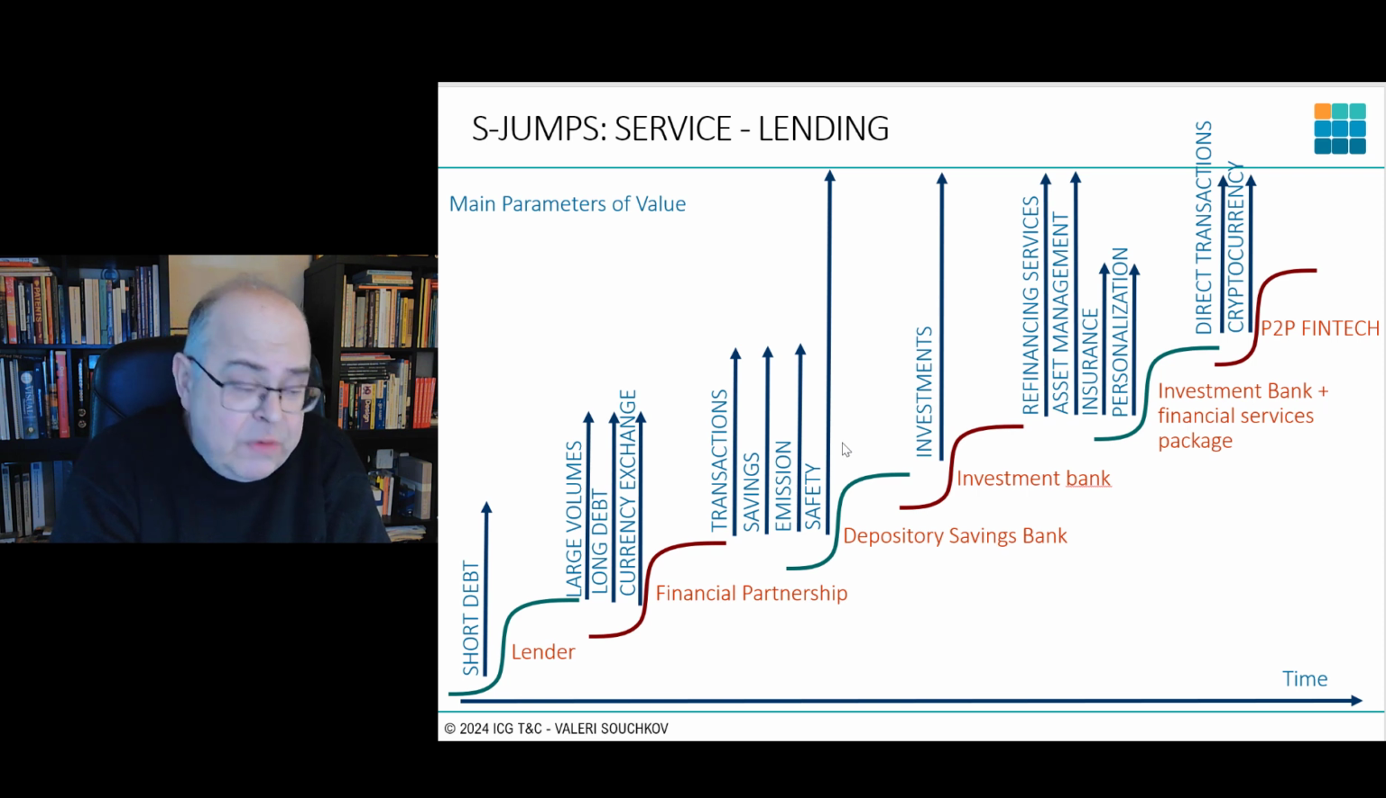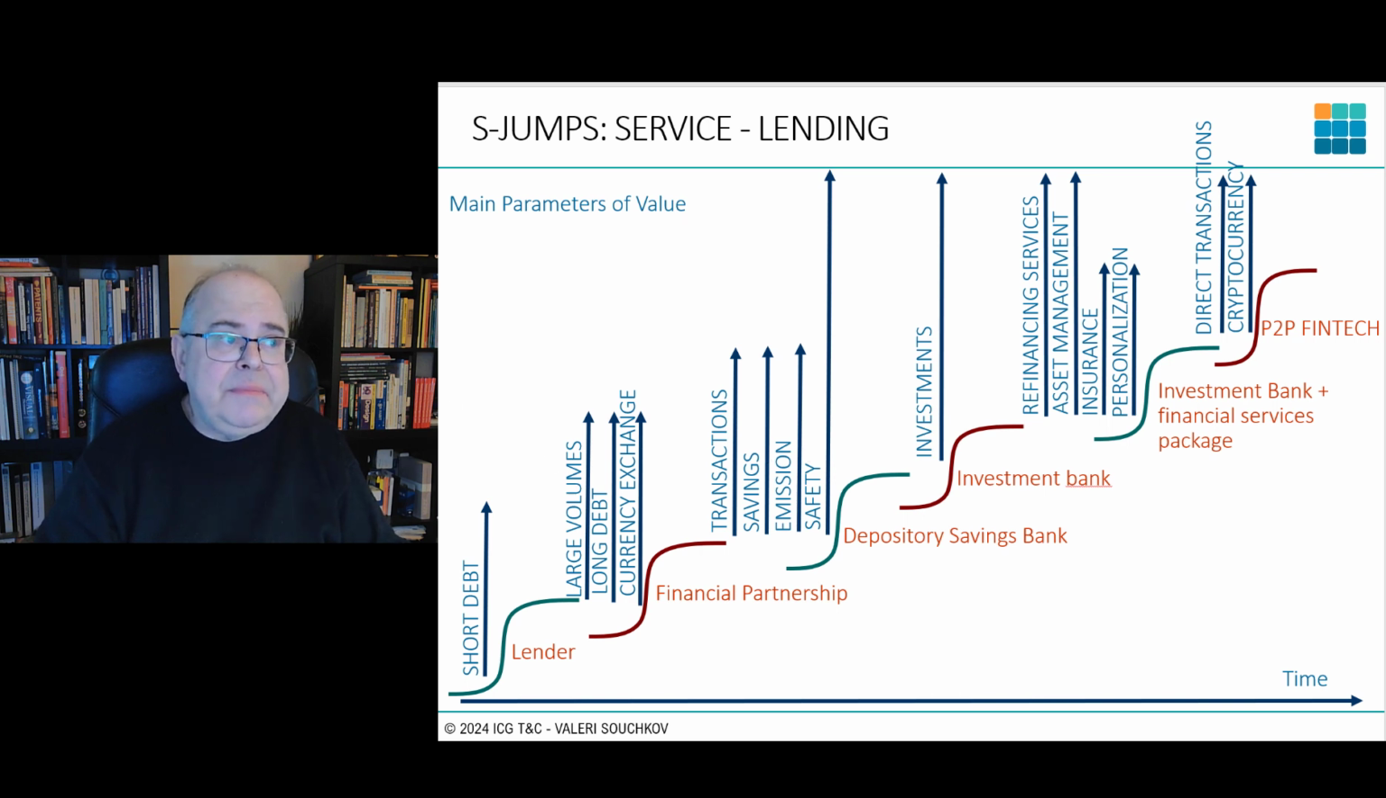And today we observe a new feature, a new set of products, a new set of services, which is based on peer-to-peer fintech. How will it evolve? We don't know. We will see in the future.